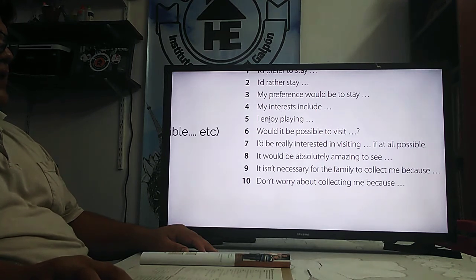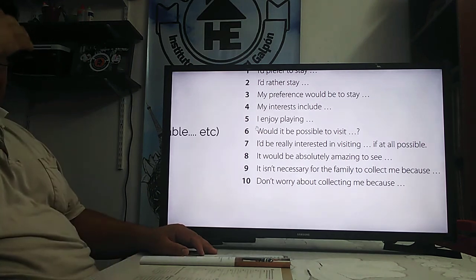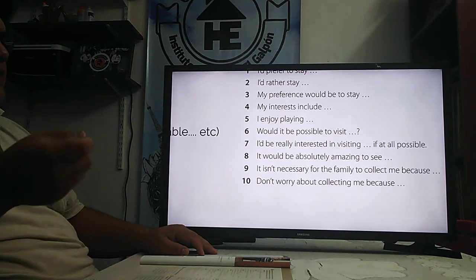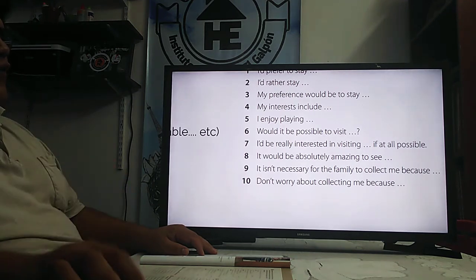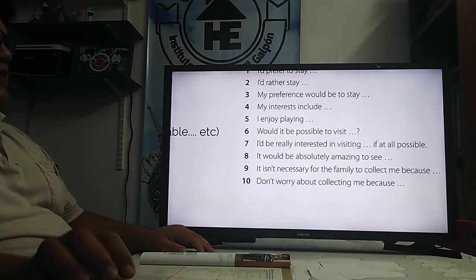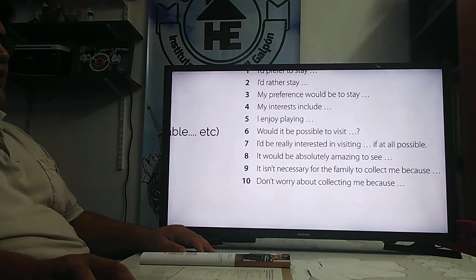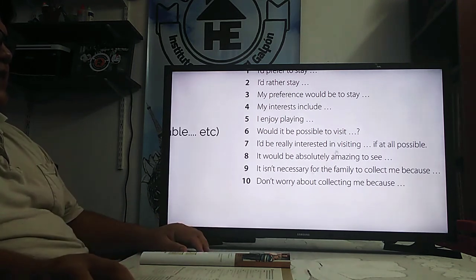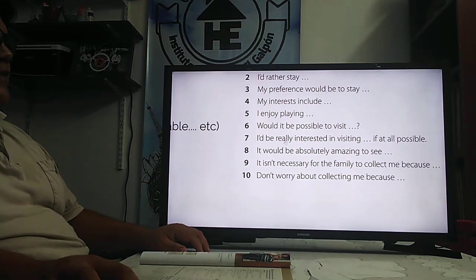Okay, enjoy playing. Here we have a verb of feeling. Remember that in these kinds of letters, it is not good to show your feelings, so don't use feeling verbs. So use this: my interests include, okay? I can say I enjoy playing football with friends, and I would say my interests include football, okay? Look at the differences.